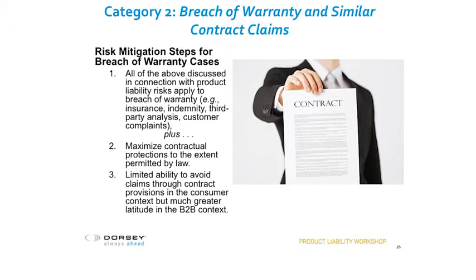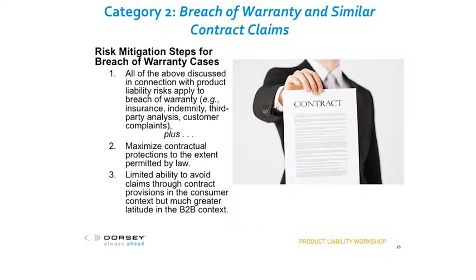Risk mitigation steps in the area of warranty first involve the three things we talked about under product liability. Again, it's insurance, number one. Number two, it's your customer service. And number three, it's your testing and your third-party analysis of the product. So obviously you do all of that, and those are the non-contractual risk mitigation steps.